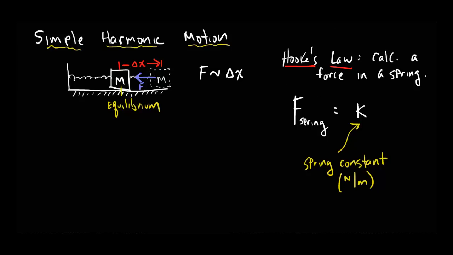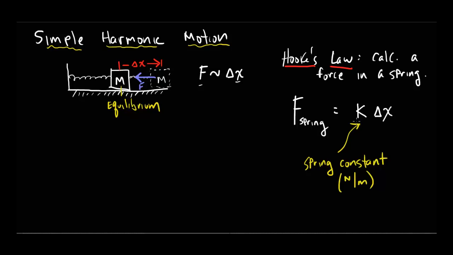The other thing that matters is how far you stretch it. I think that's obvious too. You stretch the spring farther, it pulls back more. And in fact, that has everything to do with this definition of simple harmonic motion. So F equals K times the displacement delta x.